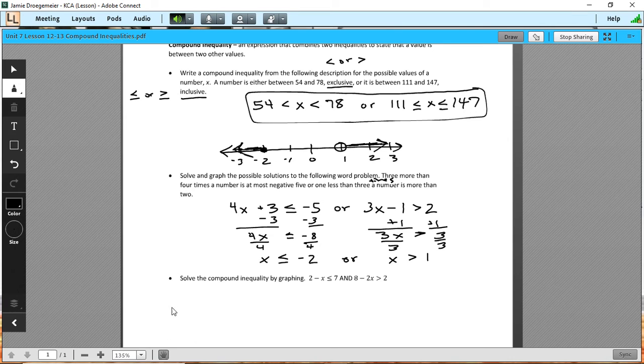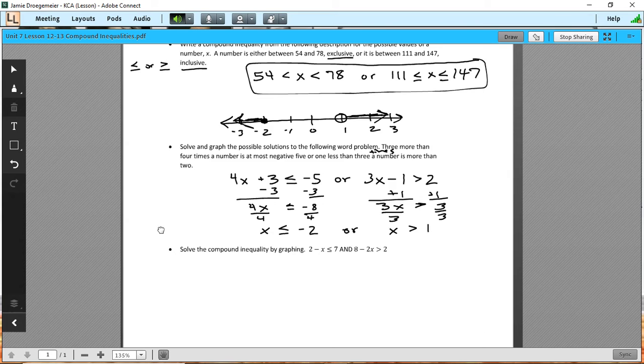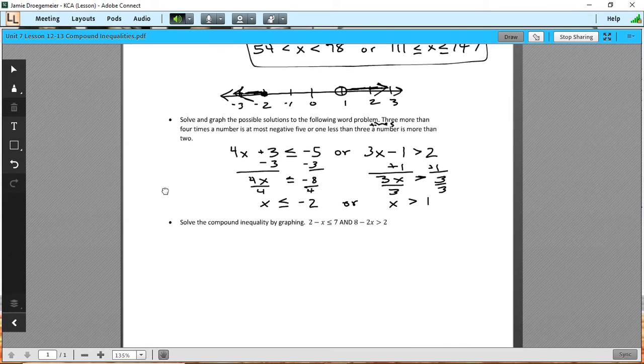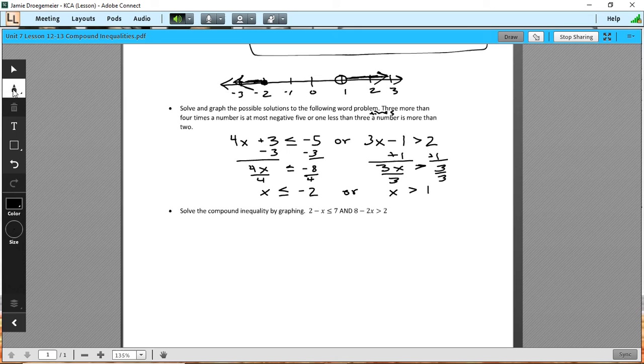Our last one down here asks us to solve this compound inequality by graphing. Again, we're going to simplify first. This is an and inequality. I'm going to start by subtracting the 2 from each side of this one, which gives me -x less than or equal to 5, 7 minus 2. And then I'm dividing each side by -1 to get rid of that negative. Dividing by a negative is going to change the direction of my symbol. 5 divided by -1 is -5. So x is greater than or equal to -5.